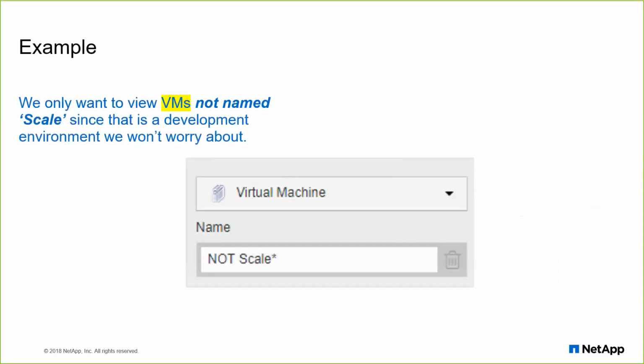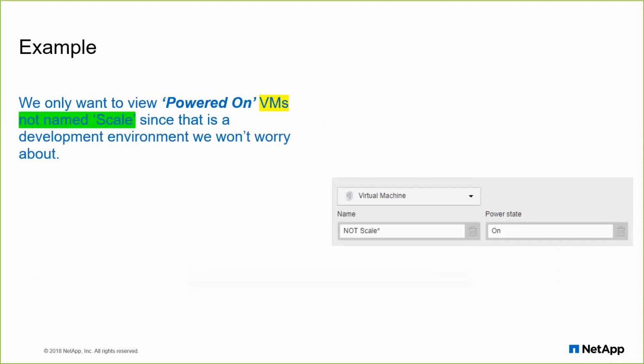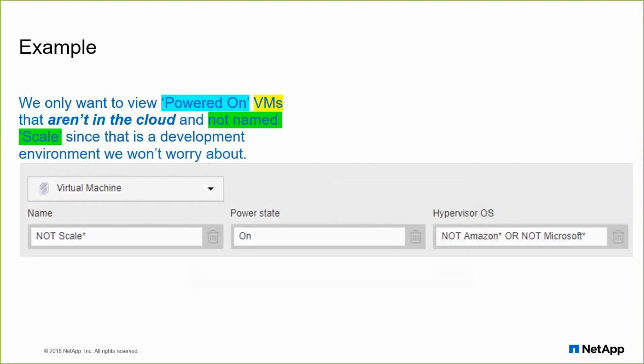From there, we know that they want something that is from production. So we'll say, in this case, all of our development things are named scale. So we'll say not scale star. Going onward from there, we only care about the ones that are powered on. Simple enough. Select power state as a filter option. Only choose the on VMs. Moving further, we want the things that are local, the ones that that particular team needs to know about are the ones that they can manage directly on site.